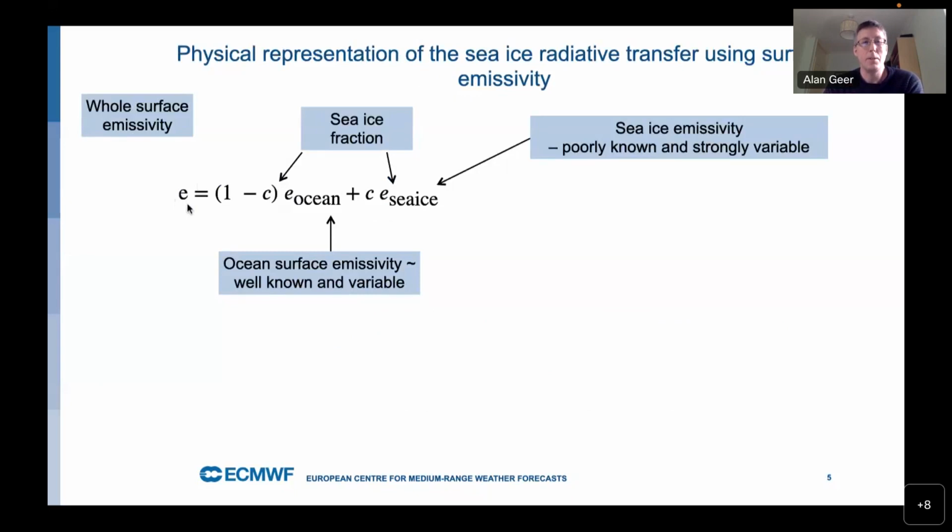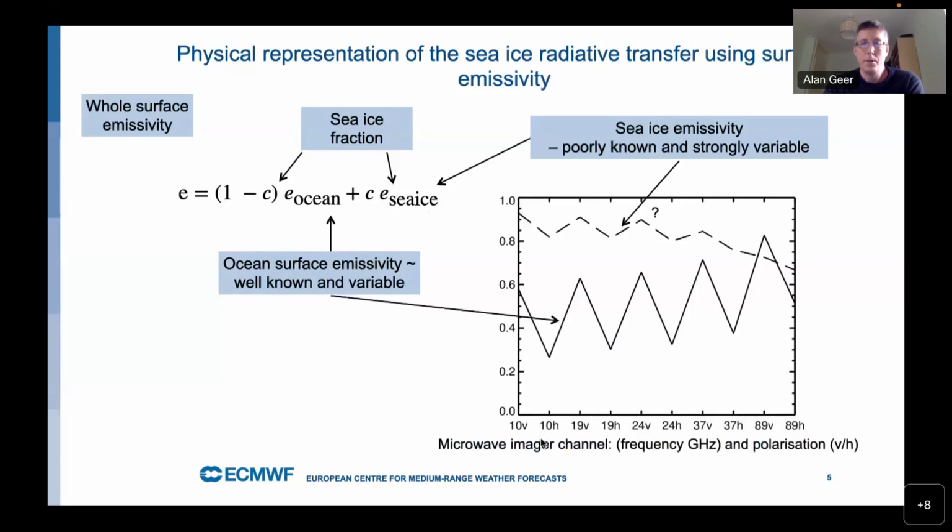And that whole surface emissivity, E, is a function of the fractional concentration of the sea ice and of the ocean, expressed in the sea ice fraction here, the C parameter, and then the emissivity of the ocean, which is well known, and the surface emissivity of the sea ice, which is poorly known.